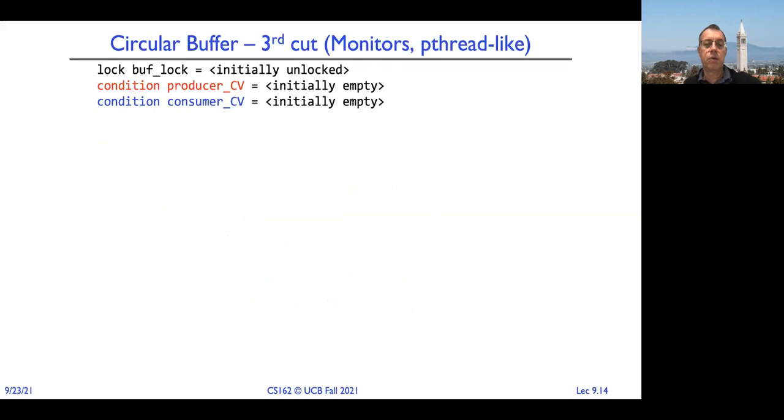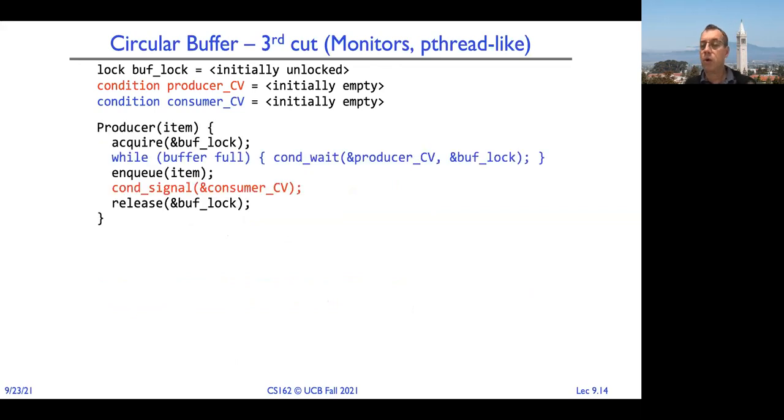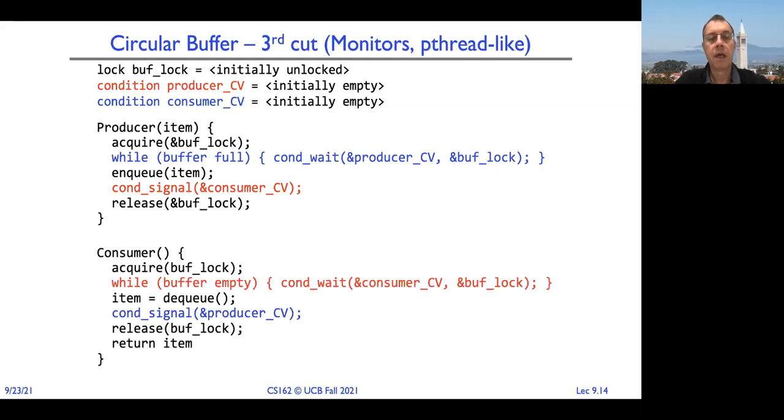So let's look now at our buffer queue example, and use a more advanced version. Now we are using two condition variables, one for the producer and one for the consumer. Let me give you the code. And we are also looking now at a bounded buffer.